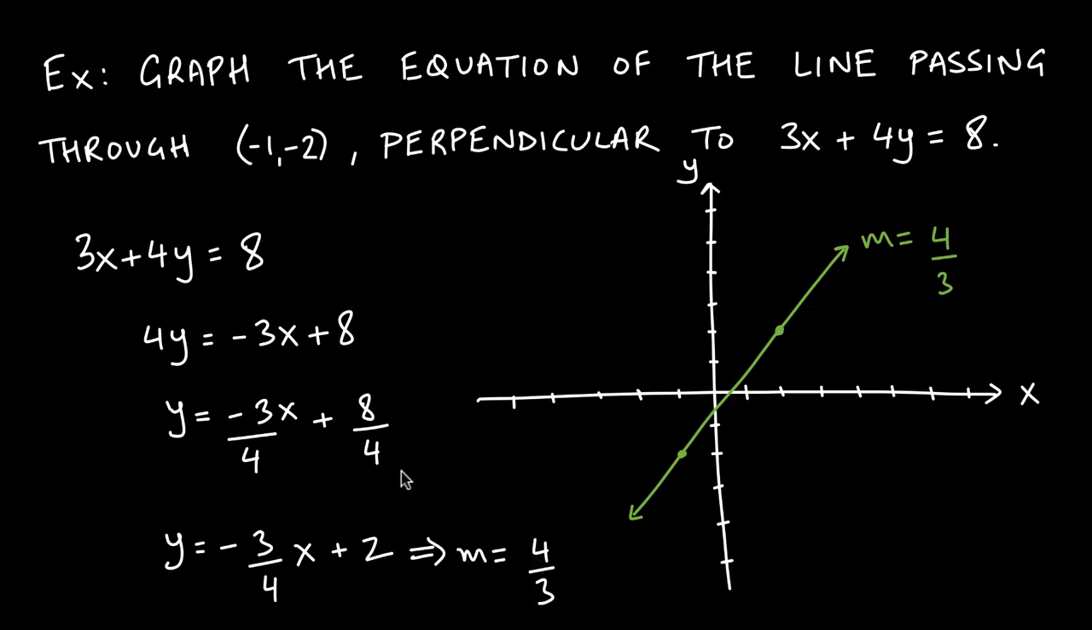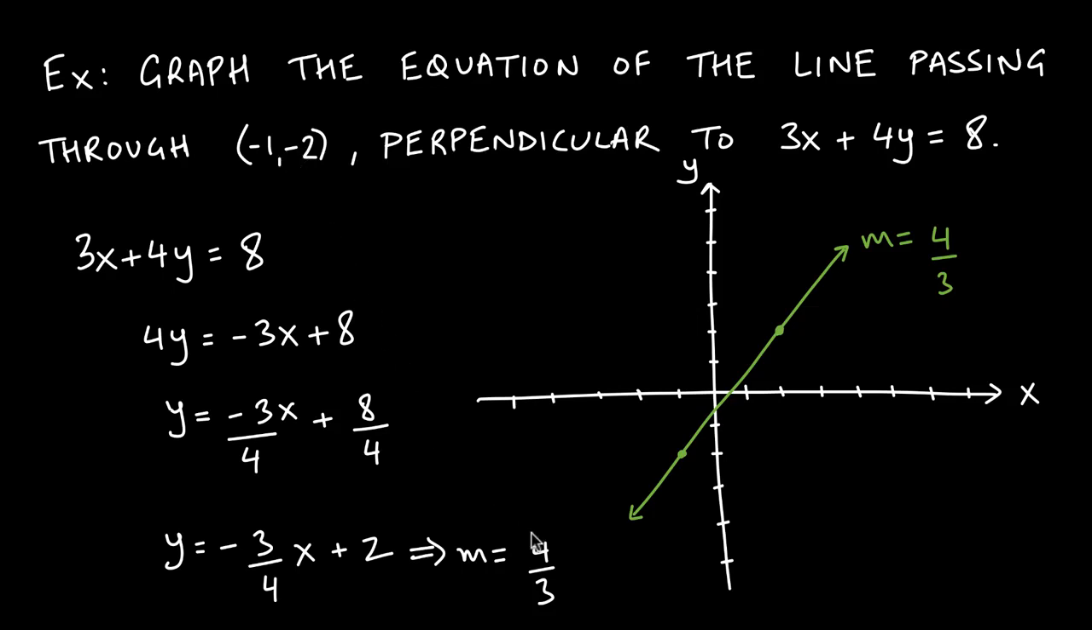So let's see what we have so far. We know that we need to find the graph of a line that passes through negative 1, comma, negative 2. So the first thing we can do is graph that. Negative 1 on the x-axis, 2 down on the y-axis. So the first point on the line is right there. We know that because we're told that the line passes through this point.